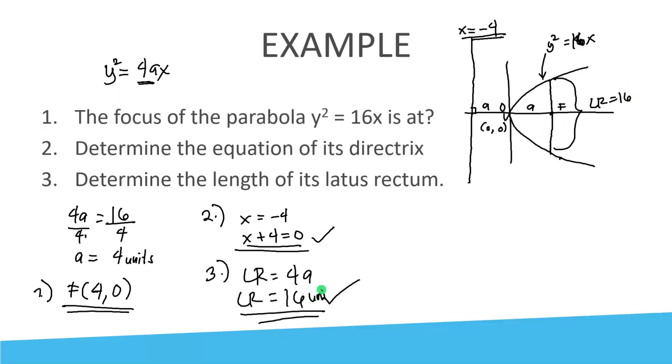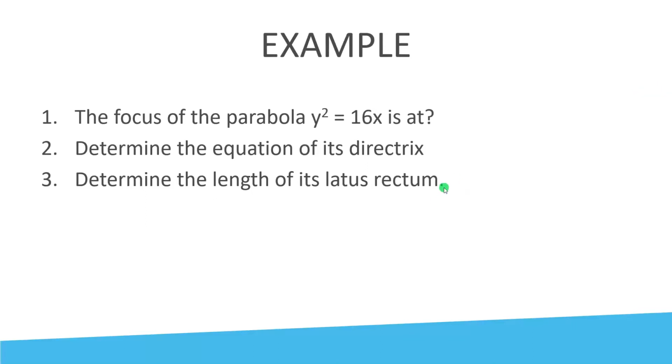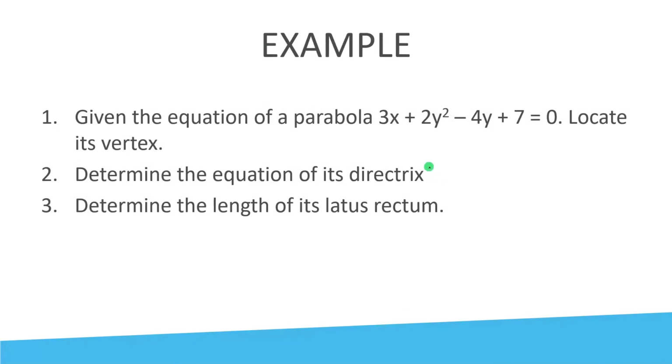Next, given the equation of the parabola 3x + 2y² − 4y + 7 = 0, we are required to locate the vertex and also determine the equation of its directrix. Determine also the length of its latus rectum.